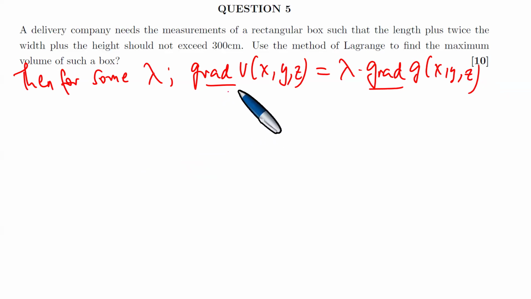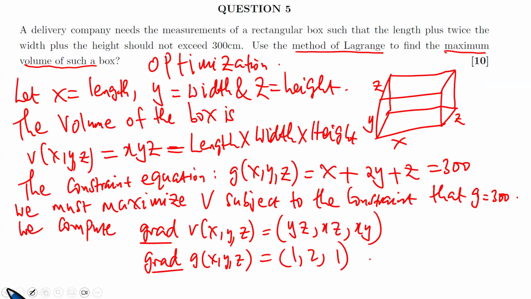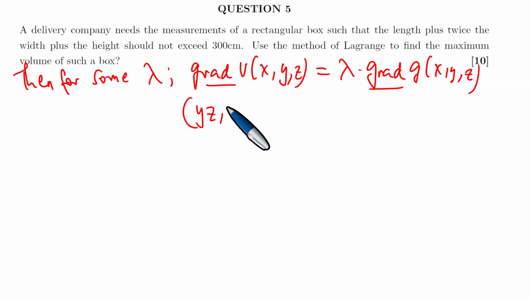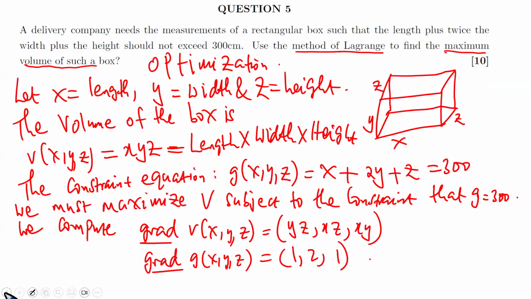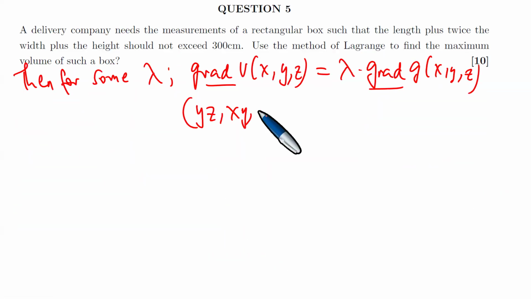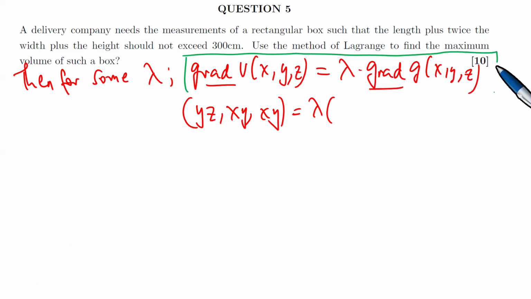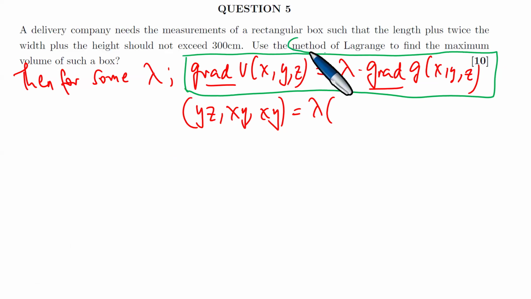So what is the gradient of the volume function? It is exactly this one: yz, xz, xy, equals lambda times the gradient of the constraint equation. This equation here is the most important. It's everything we need. And this is called the method of Lagrange.